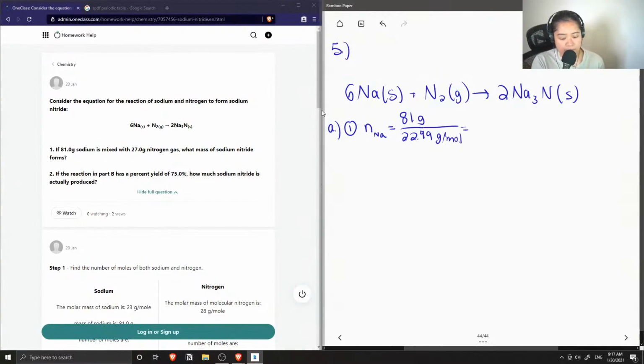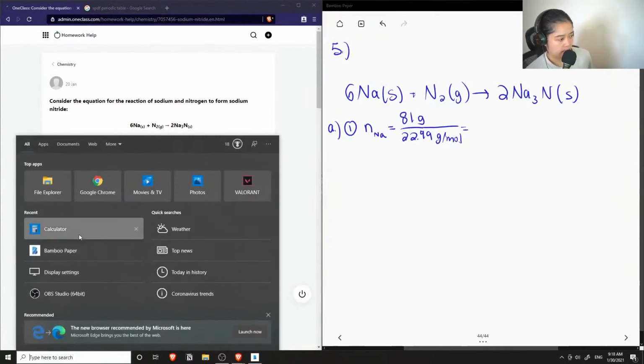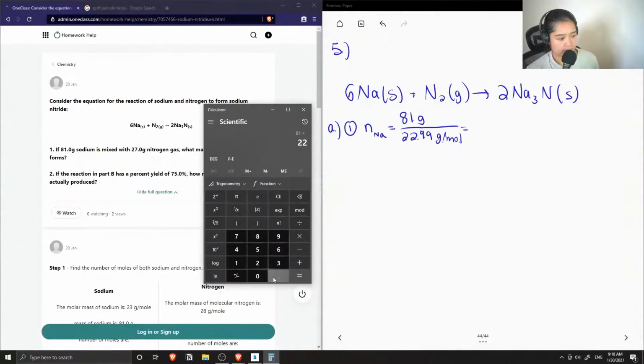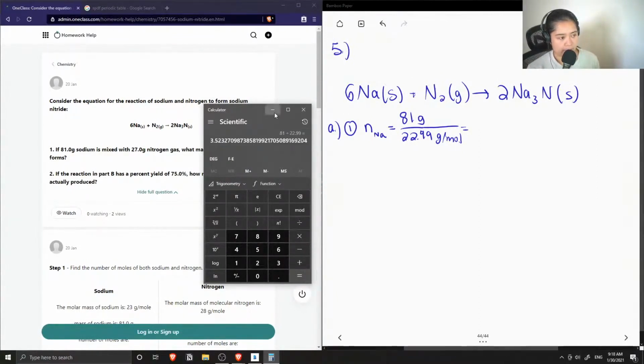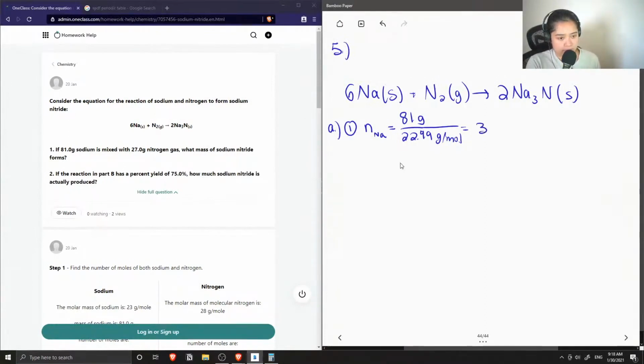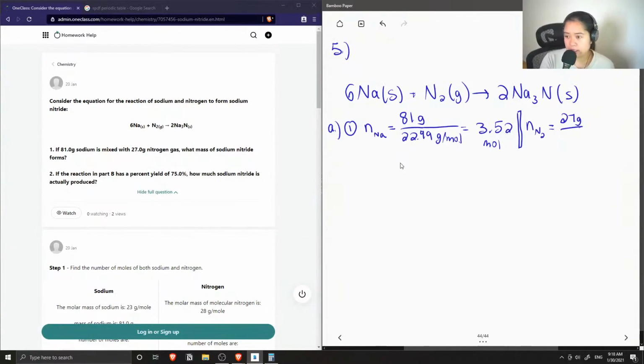So therefore, the number of moles for sodium, let's calculate it, is equal to 3.52 moles. And let's do the same thing for diatomic nitrogen on this side. We have 27 grams of N2, and the molar mass of a single nitrogen atom is around 14. So if we have 2 nitrogens, it's around 28 grams per mole. So its number of moles is around 0.96.